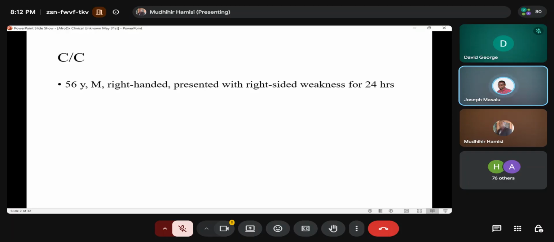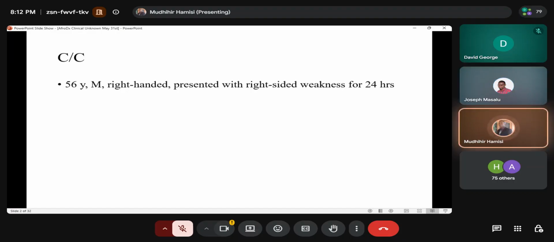Not to say that neuro is easy, but it makes it a bit easier to dissect the case. Thank you, Mudhihir. Okay. Thank you to Dr. Joseph for that information. It's very, very educative.